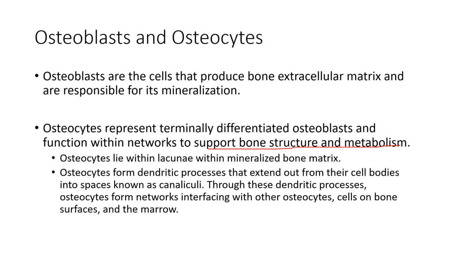So osteocytes form dendritic processes that extend out from their cell bodies into spaces called the canaliculi we talked about earlier. Through these dendritic processes, the osteocytes form networks to interface with other osteocytes to regulate and maintain the extracellular matrix, which in this example is bone.